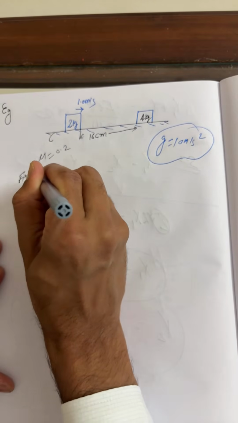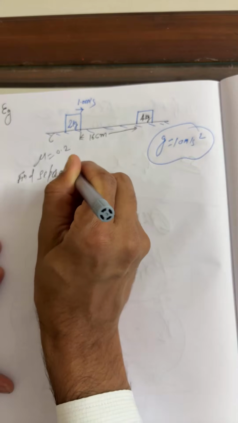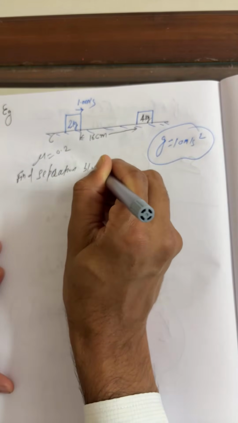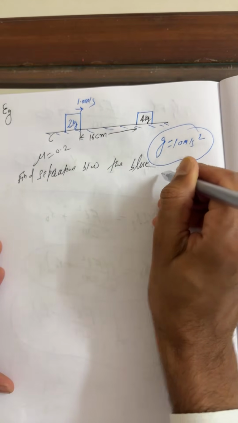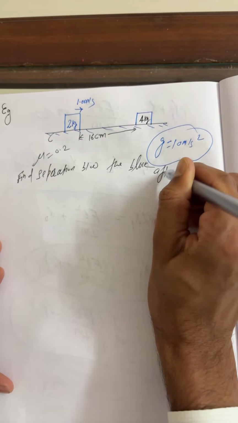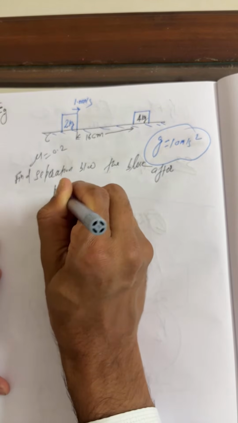Find the separation between the blocks after the perfectly elastic collision.